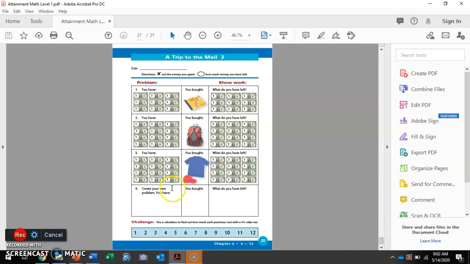Once you are done, take a picture, and you can submit it for a grade.